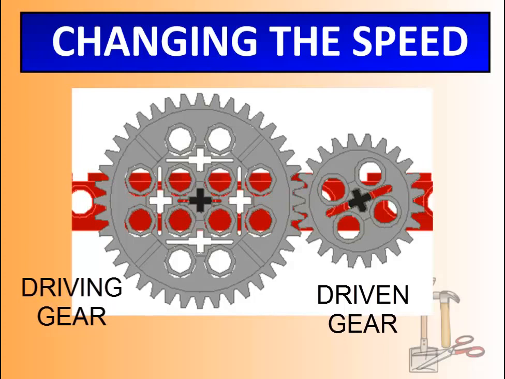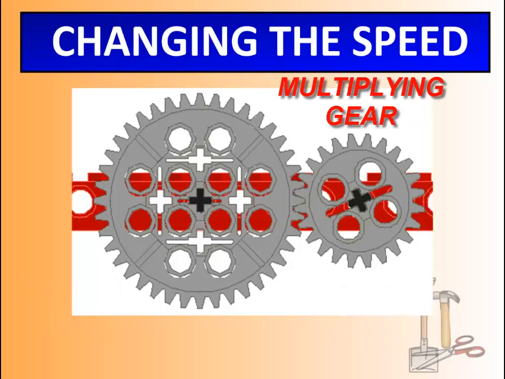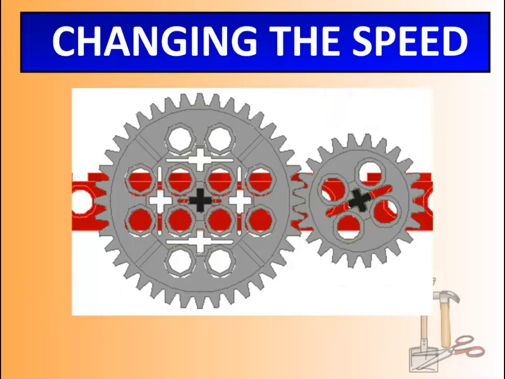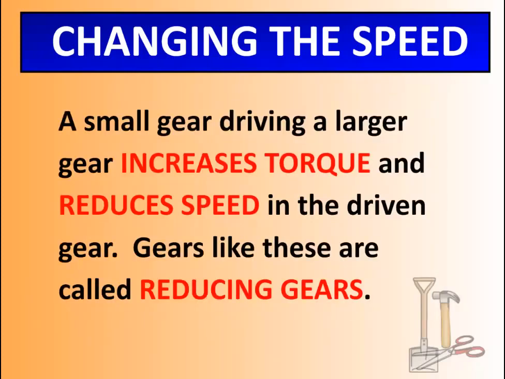It decreases power. So when I have a gear train set up like this, that means I'm increasing speed but decreasing my power. This is called a multiplying gear. If I switch it, I have a smaller driving gear and a larger driven gear, I reduce the speed, but I increase power. We call that a reducing gear.